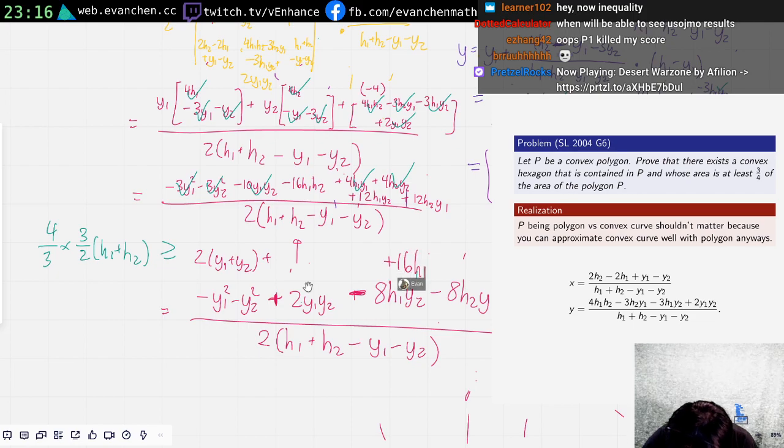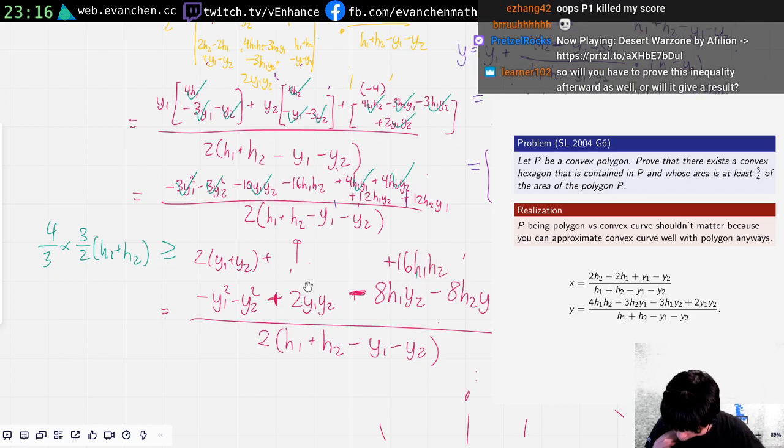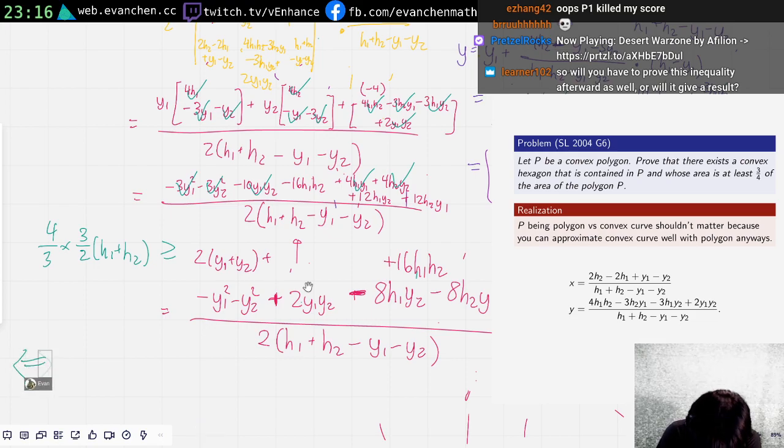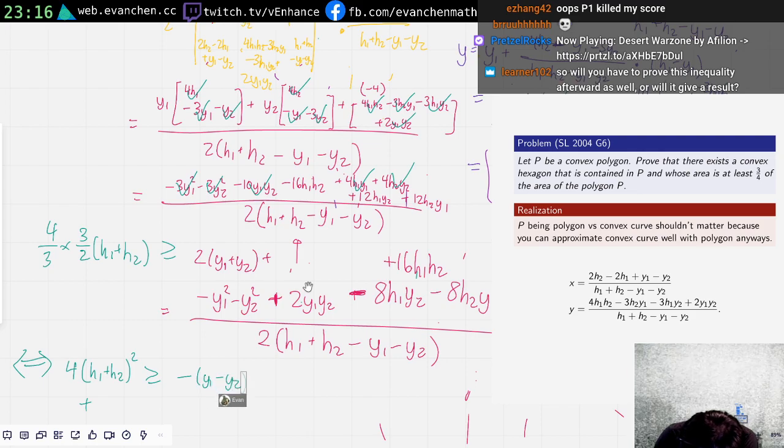Okay, helpful thing that's been true the whole time, if you set all the variables equal to 1, the thing should vanish, which it does. So that's good for us. And so now let's expand both sides. So we want 4h1 plus h2 squared plus to be at least minus y1 minus y2 squared.